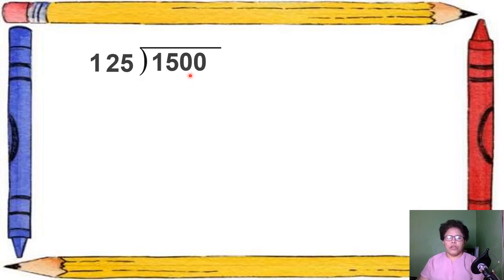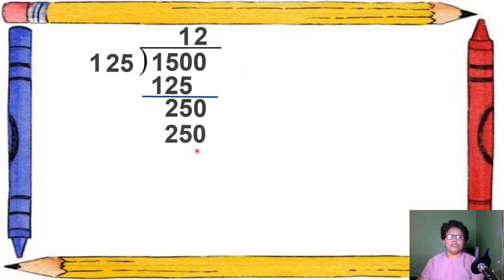So, we have 150 divided by 125, merong isa. And then 1 times 125, okay? And then subtract na tayo. So, 150 minus 125, may sobrang 25. Bring down 0. And then repeat, 250 divided by 125, you have 2. Multiply 2 times 125, that is 250. Subtract na tayo. So, this is now 0. Bring down sana, kaya lang wala na. So, tapos na tayo. So, sagot natin is just 12.